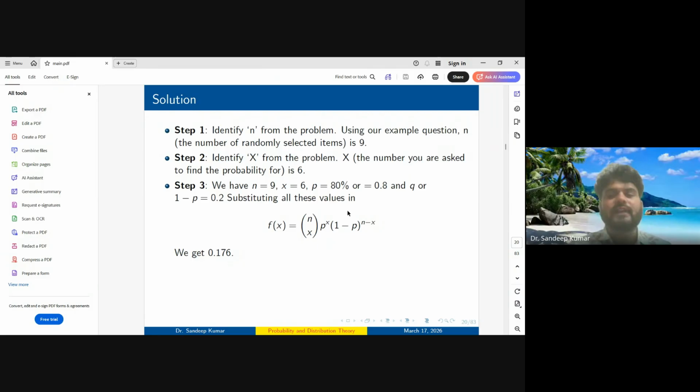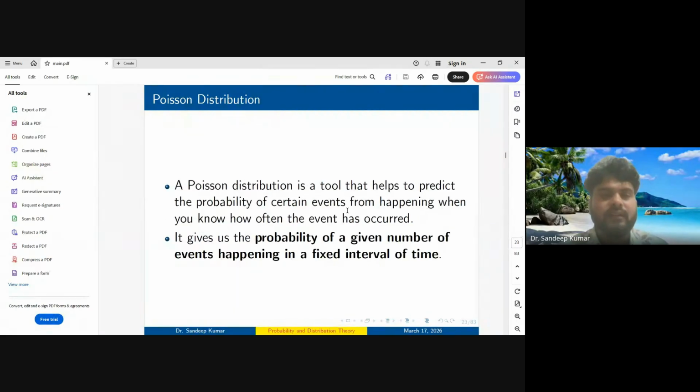And q is 1 minus p, where q is the probability of failure. If you have the probability of success p, you can easily calculate the probability of failure, 1 minus p equals 0.2, because the total sum of probability is p plus q equals 1. So p equals 0.8, and you can easily calculate q equals 0.2. And this is the probability function of the binomial distribution. Putting all the values in this formula, we get f(x) equal to 0.176. A simple calculation.